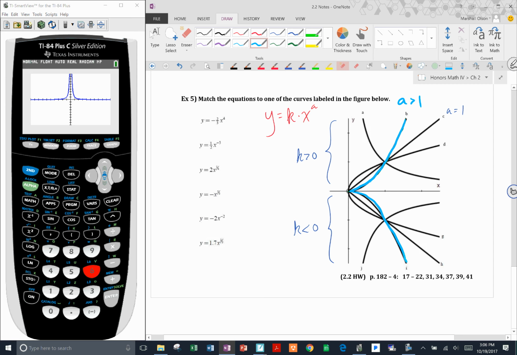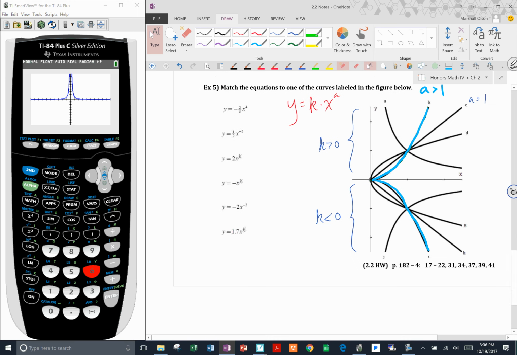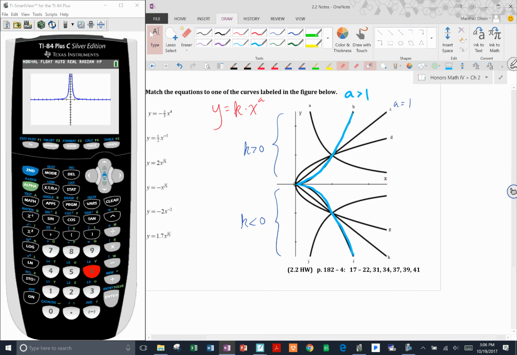It doesn't matter if it's odd or even because it's going to do the same thing in the first quadrant. If it were cubic, it would do this thing. If it were quartic, it would do this thing. But we're just looking at that first quadrant there.